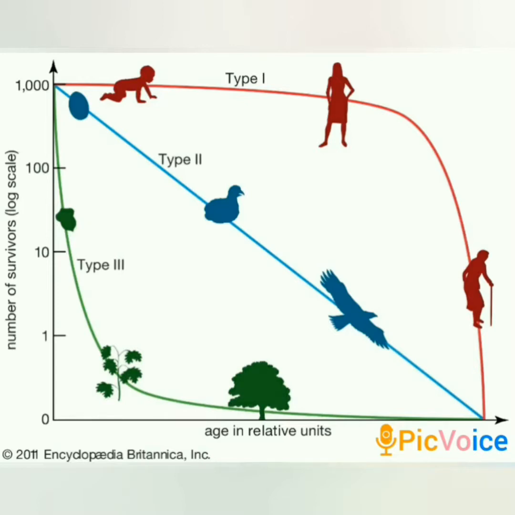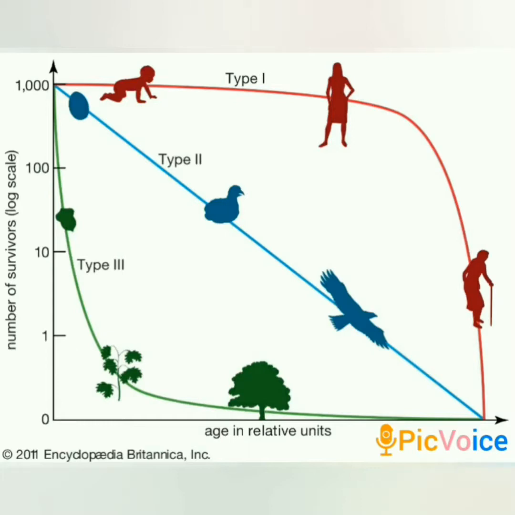The first one is the type 1 curve. It is a highly convex curve. The mortality rate is at the end of a lifespan. Example: man, sheep, deer, etc. This is also known as death senescence.